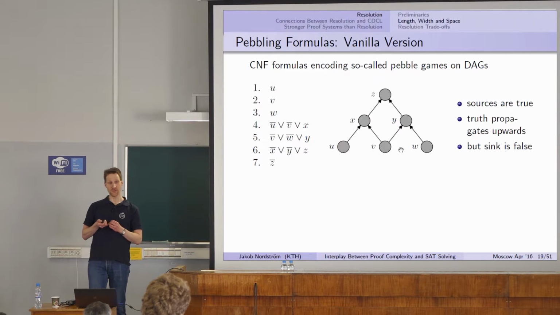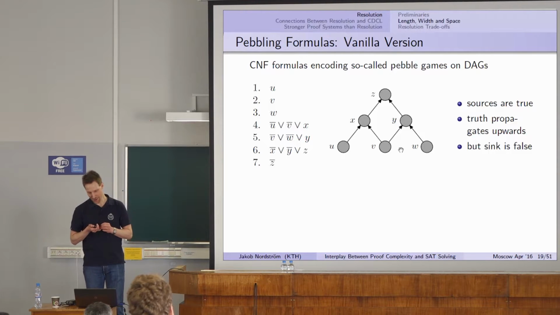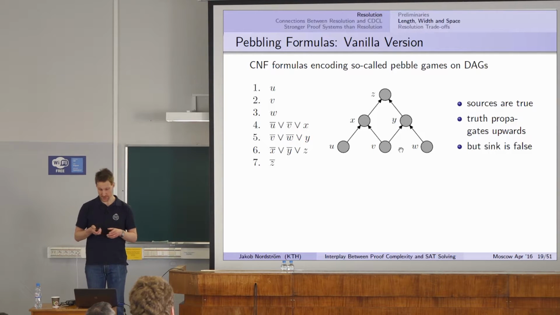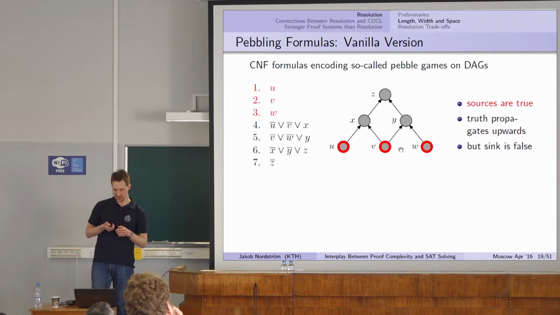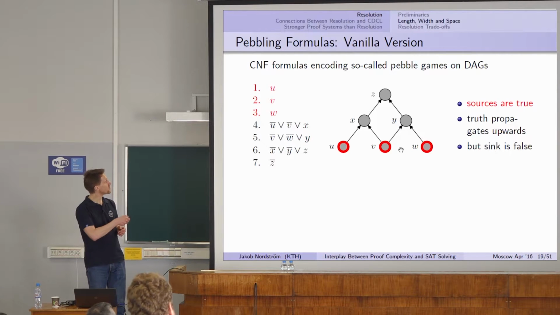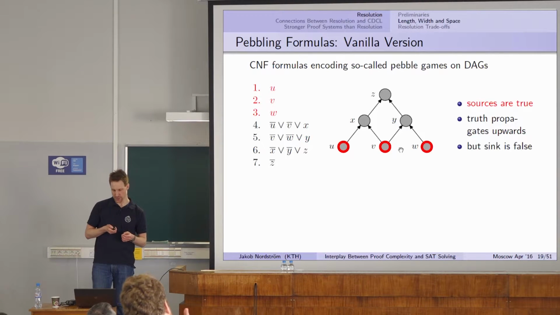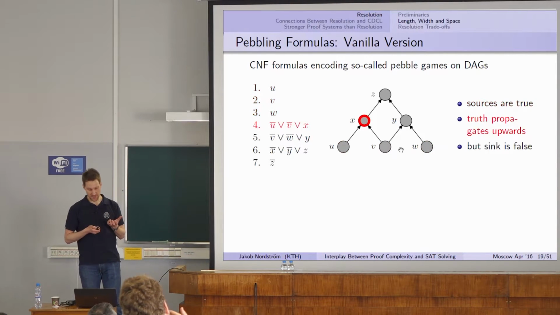They're known as pebbling formulas. They're my favorite because I spent too much time working on them. So you have a DAG, and you associate a variable with every vertex. And then the formula says that source vertices are true. So you have these unit clauses of size 1, just saying that u, v, and w are true. And then you say the truth propagates through the DAG.